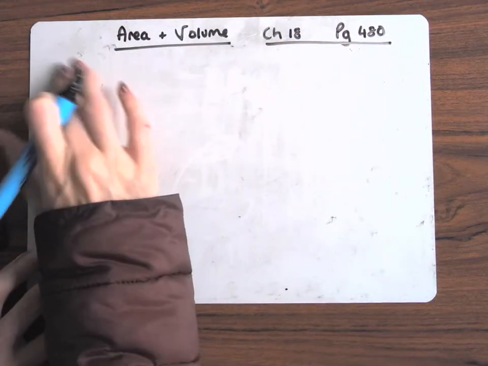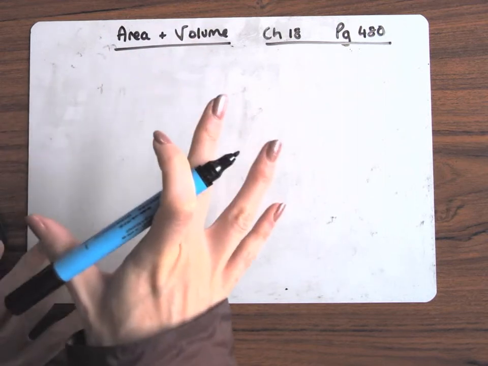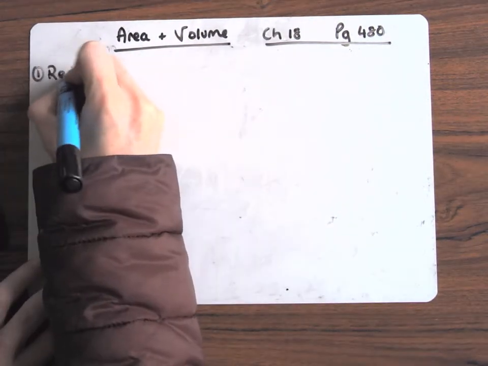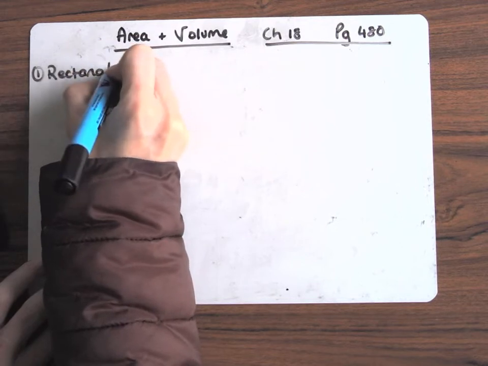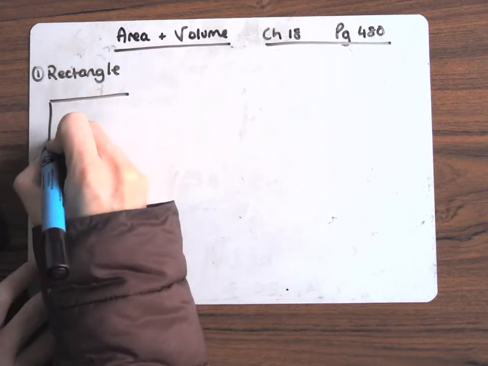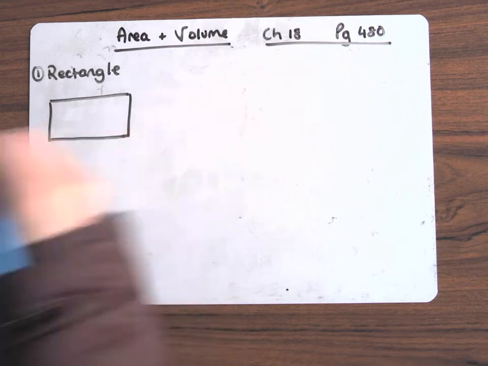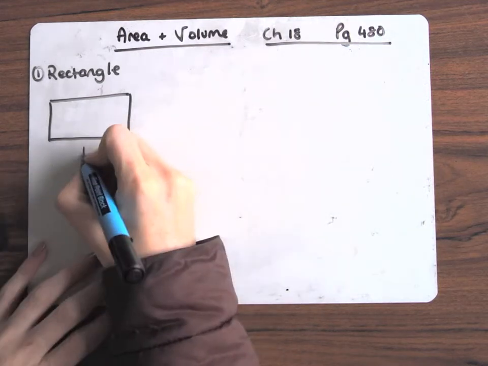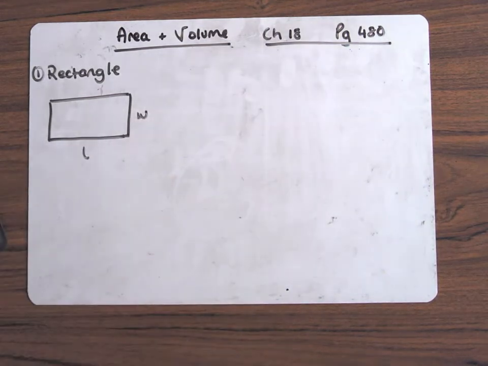Okay, we'll do a quick revision of all of our formulae from junior cert. Okay, so first thing, rectangle. Which bit is your length and which is your width? Yeah, so the length here and your width here normally.